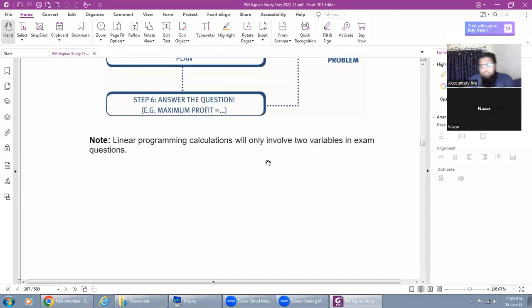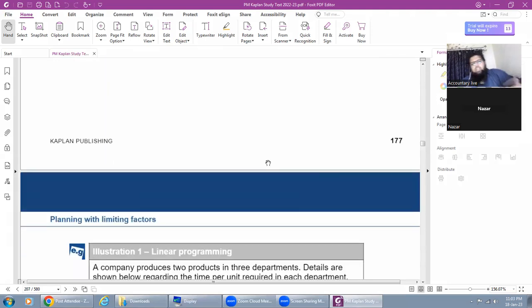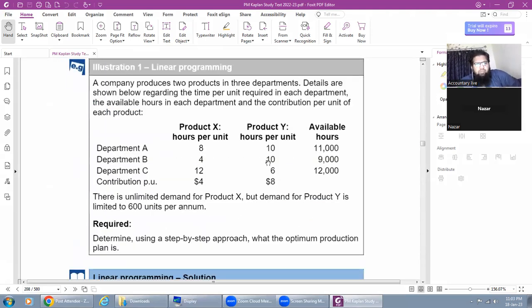Okay. Now, linear programming here has only two variables. You can only have two variables. Illustration: a company produces two products in three departments. Details are shown below: time per unit, the available hours, and the contribution per unit.